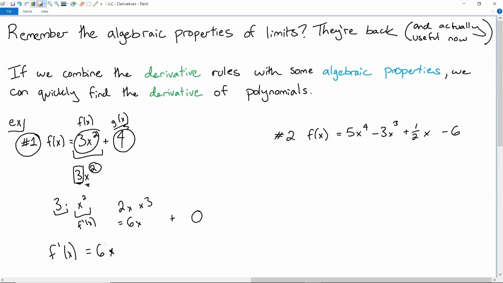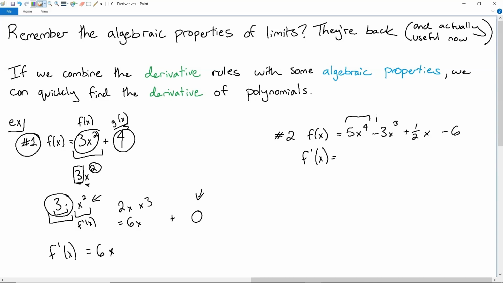Now, as you get familiar with the derivative rules, you're not going to need to break down things so step by step, like in terms of pulling out a 3, and then applying the rule here, and then applying a separate rule here. You're going to quickly be able to combine these rules and solve for a derivative. So I'll show you how I do that here.